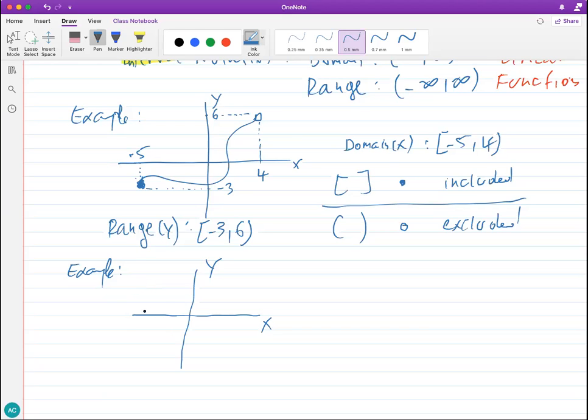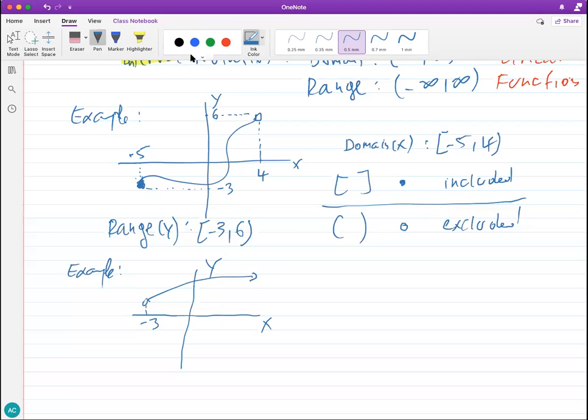So let's say I have maybe this graph. It goes from here, for example, all the way here, and that is the graph. It has a hole at this end and an arrow on the other end. So what is the domain of this, and what is the range?